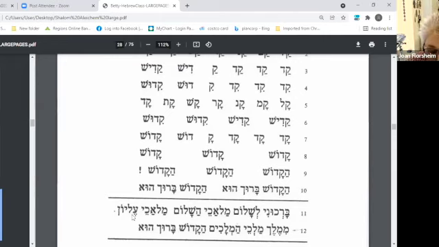And to yourself, read the next two lines. And then somebody volunteer to tell me what they are. It's part of the prayer. Shalom Malachei Hashalom, Malachei Elyon, Melech Malachei Hamlachim, Hakadosh Baruch Hu.